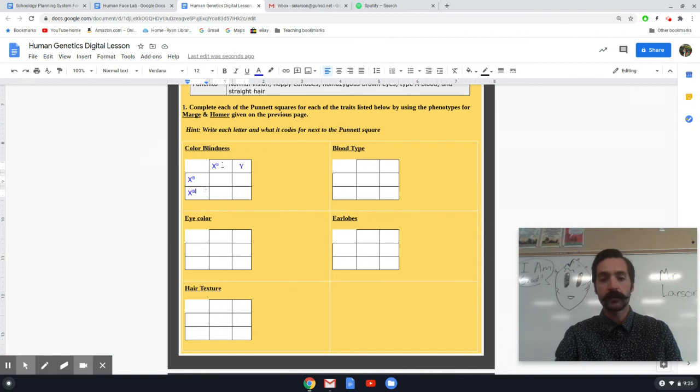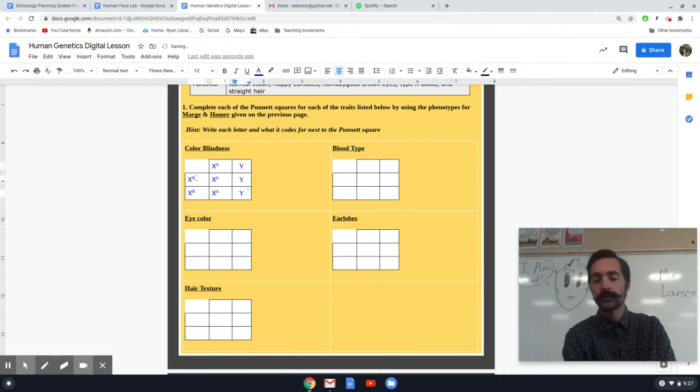I usually like starting from the top, working my way down. So this X chromosome is going to drop down here. It's going to drop down here. This Y chromosome is going to drop down here, and going to drop down here.